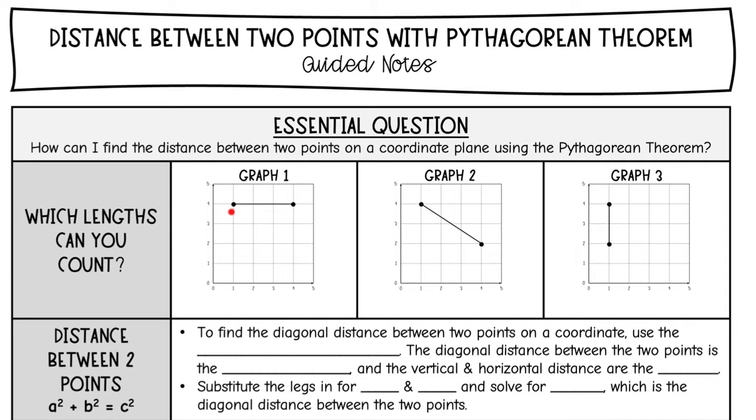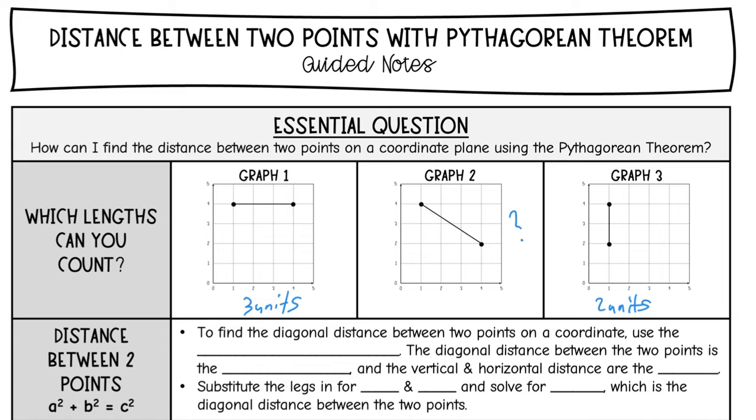So if you look at graph 1, you see that the line is following the grid. So we can count 1, 2, 3 spaces between the points, or 3 units. However, on graph 2, we're not following the grid lines, so we don't actually know how long this length is. However, on graph 3, we are once again following a grid line, so we can see there is 1, 2 boxes or 2 units between the 2 points.